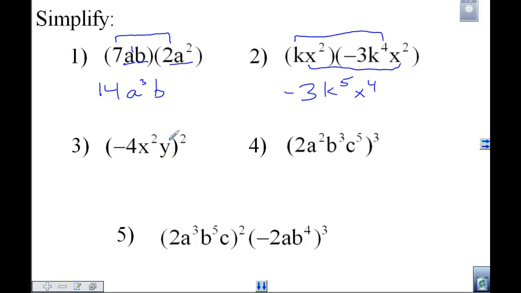Now we have something, whole things being raised. So that means we have to do this. Okay, so we have x to the 4th and y to the 2nd. Is this correct? I just multiplied these, right?